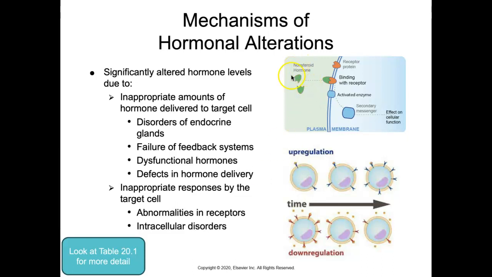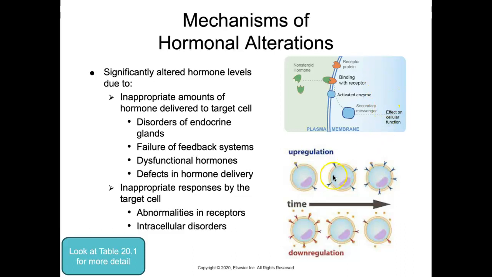Typically, here's an example, we have a hormone, it attaches to the receptor, and that activates a certain cascade. It can do that on the plasma membrane if it's a non-steroid hormone like a peptide hormone, or if it's a steroid hormone, of course, it's going to pass through the plasma membrane and attach to a receptor in the cytoplasm or within the nucleus.